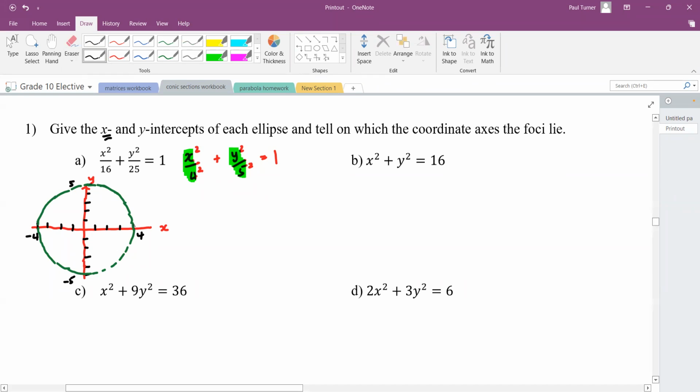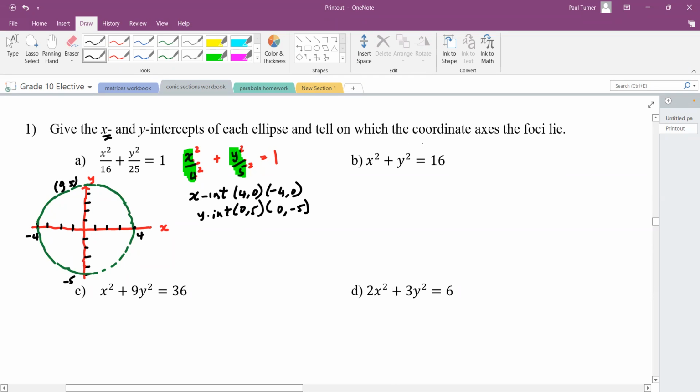So when you look at the problem, we can actually see the x-intercept already. So your x-intercepts are 4, 0 and -4, 0. And your y-intercept will be, go up. Now this would be 0, 5, remember. This is 0, 5. And the other y-intercept is 0, -5. Okay, so we've got this all done.